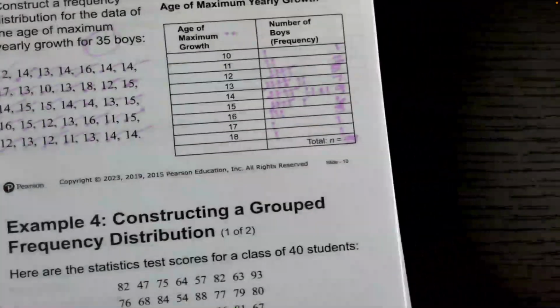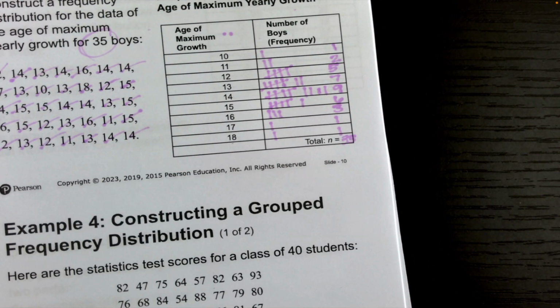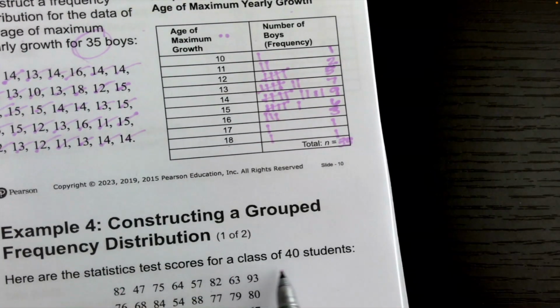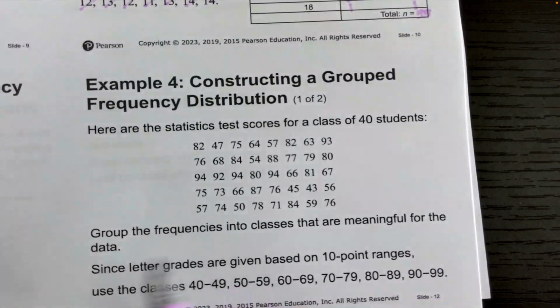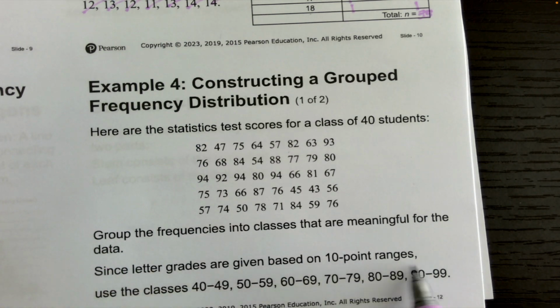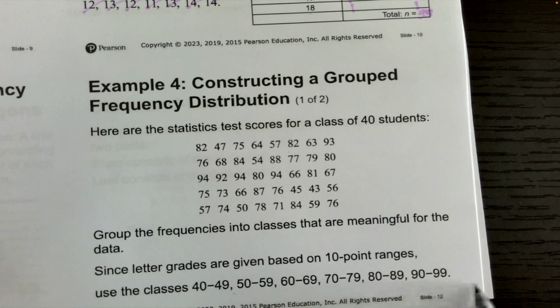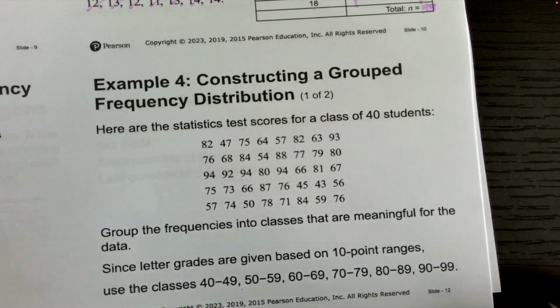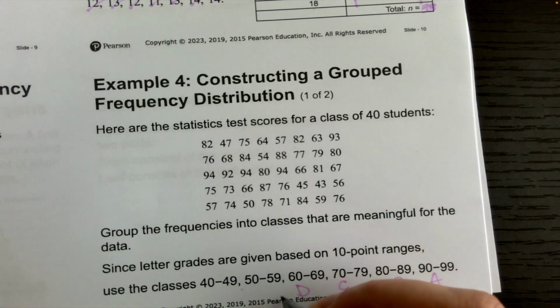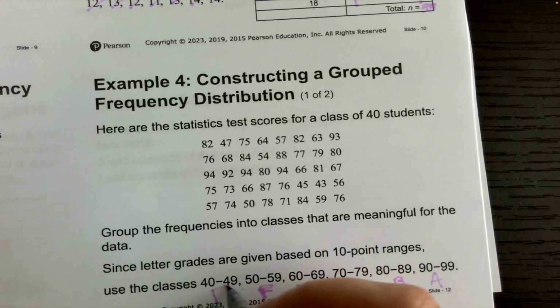The next one is a grouped frequency distribution. It says here are the statistics test scores for a class of 40 students. Group the frequencies into classes that are meaningful for the data. Since letter grades are given based on 10-point averages, use the classes of 40 to 49, 50 to 59, and so on. So basically we have A's, B's, C's, D's, and then the two different ones that represent F's.